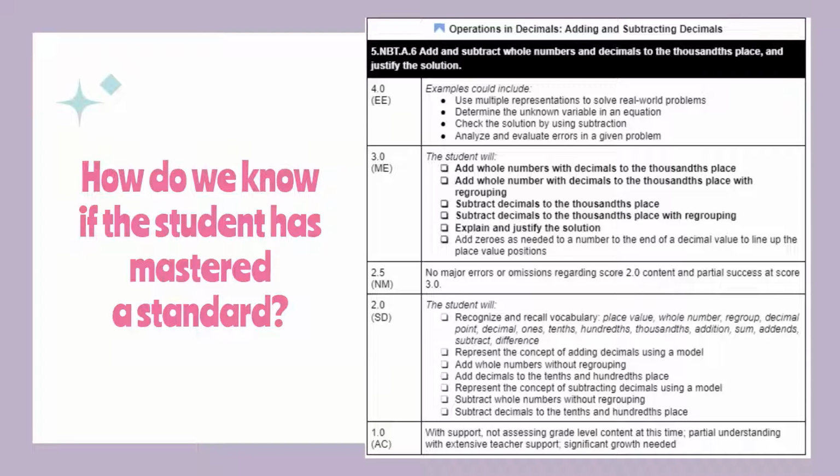Let me give you a little breakdown of what each of these looks like. I know it's a lot of words, and we're not going to read everything. But at the very top, it says operations and decimals, adding and subtracting decimals. That is what's going to show up on the report. Hopefully that's pretty family-friendly language that students and parents are going to understand. The black line there is the actual standard that we get from the state of Missouri.